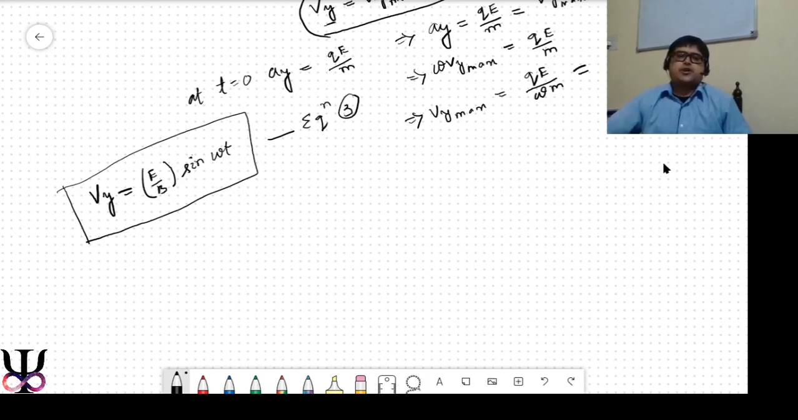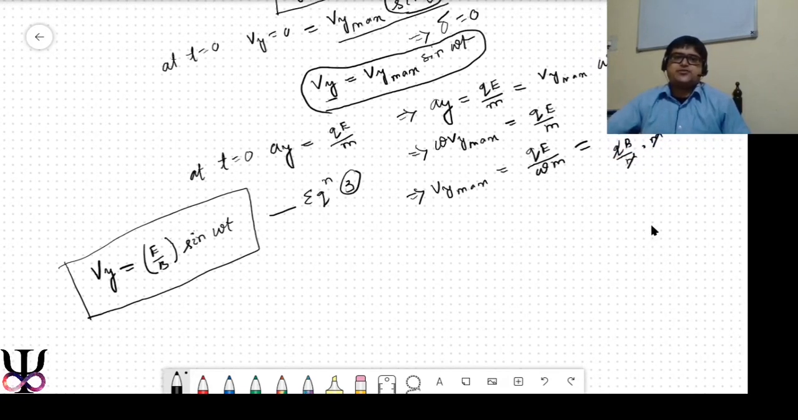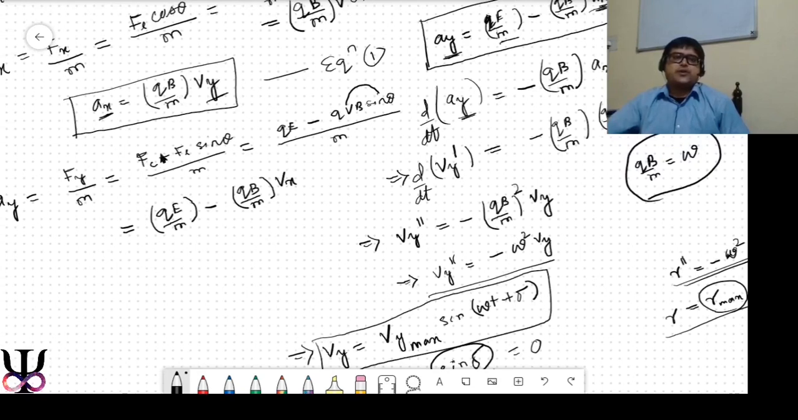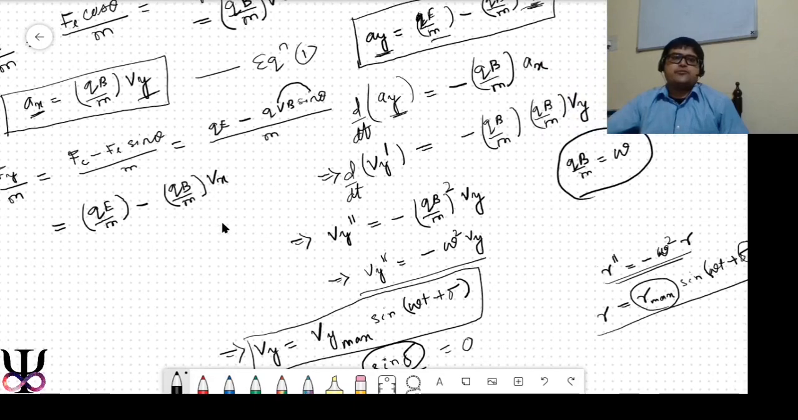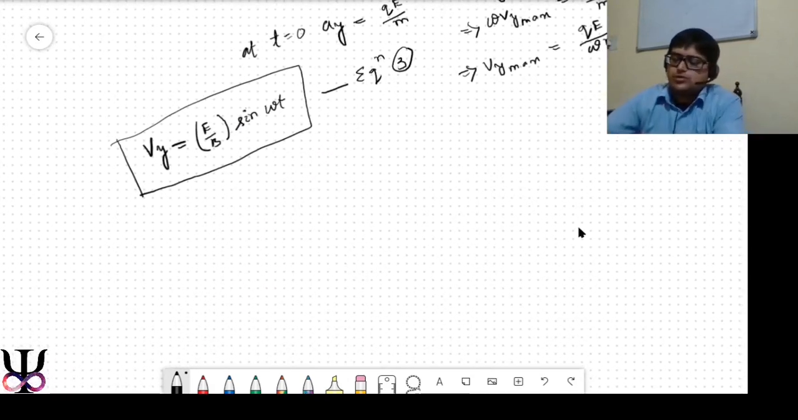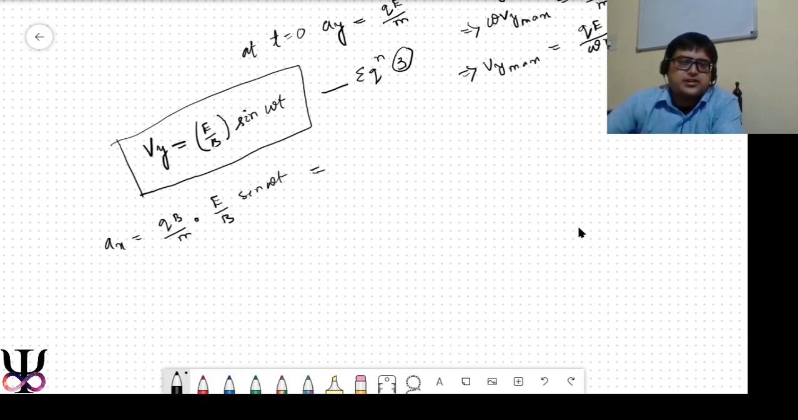Next, we're going to understand what is the velocity along the x-axis, for which we need to find out Vx. First, how do you find Vx? From, of course, ax. And ax, fortunately, is given by qB upon m Vy. What is qB upon m? It is omega. So basically, it's omega Vy. So ax is qB upon m multiplied by Vy, which is E upon B sine of omega t, and that simplifies further. Only the B cancels out, that means it's qE upon m sine of omega t. So that's the acceleration.